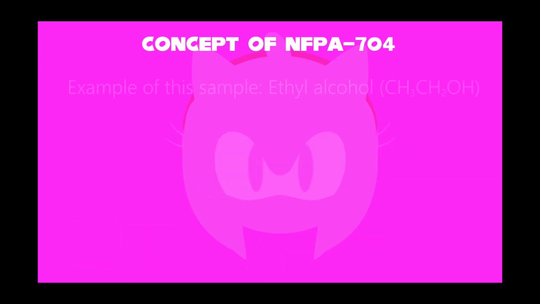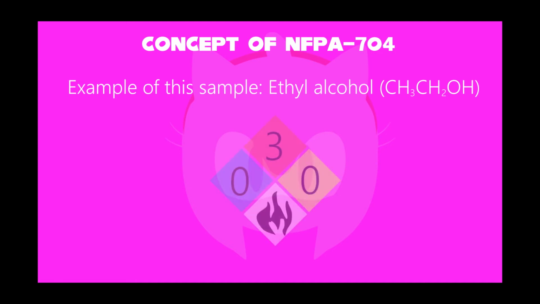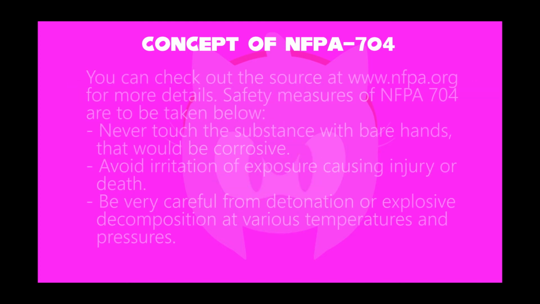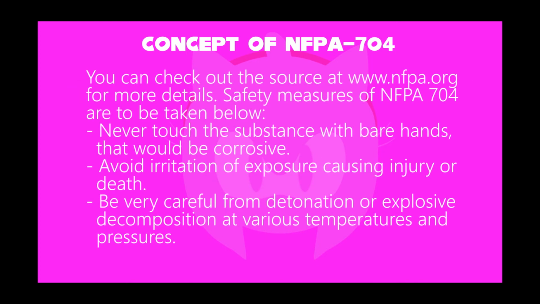For example, let's suppose ethyl alcohol, CH3CH2OH: its health risk is 0, flammability is high at 3, and reactivity is 0. And its symbol on the white diamond can represent corrosive and/or flammability. You can check out this source at www.nfpa.org, and you may learn about the instructions and safety measures to be taken.